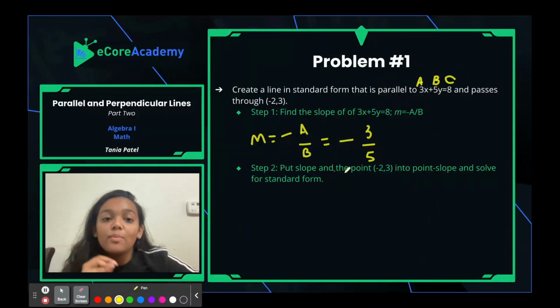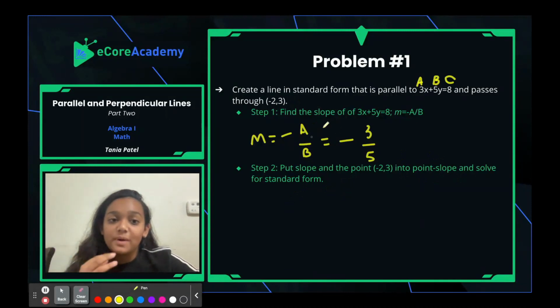Step 2 is to put the slope and the point into point-slope form and solve for standard form for the other line that is parallel to this given equation.